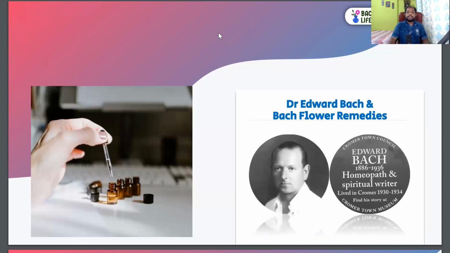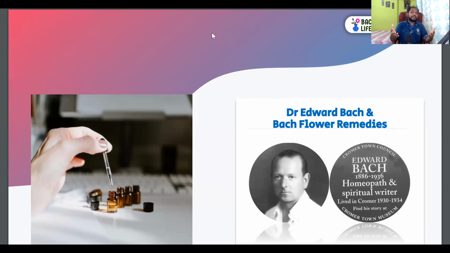So what are those Bach flower remedies? How were they invented by Dr. Bach? That's what we are going to learn on this particular slide. In 1920 to 1930, Dr. Bach, who was a spiritual writer, who was a homeopathic and allopathic doctor, and who specially discovered the Bach flower remedies, was involved in this activity.